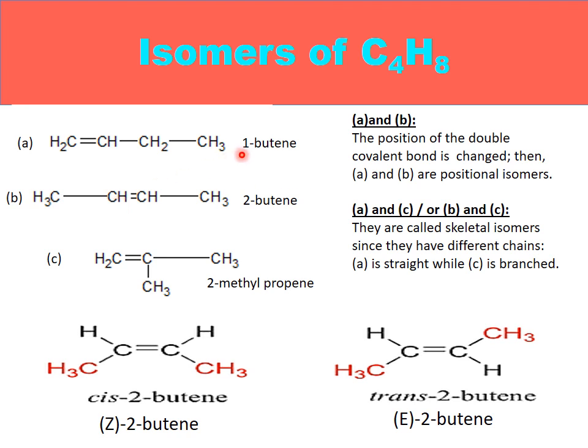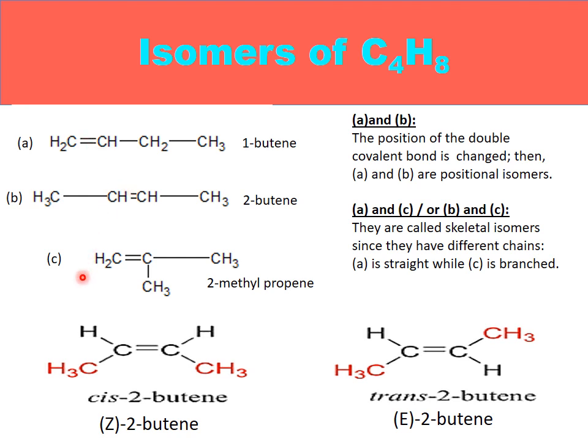So we will get 1-butene and 2-butene. Here, both examples A and B are called positional isomers. Why are they called positional isomers? Since the difference between them is just in the position of the double covalent bond.